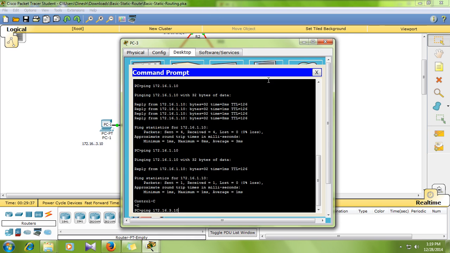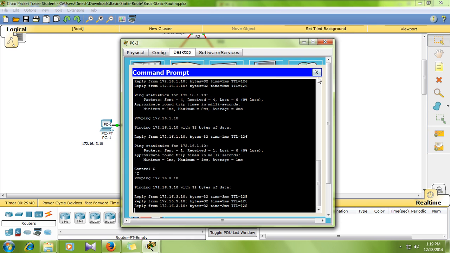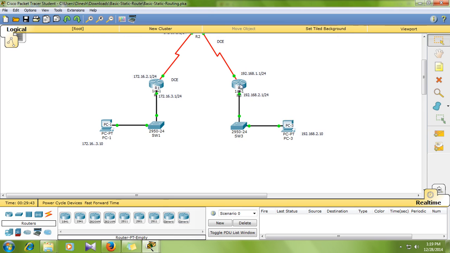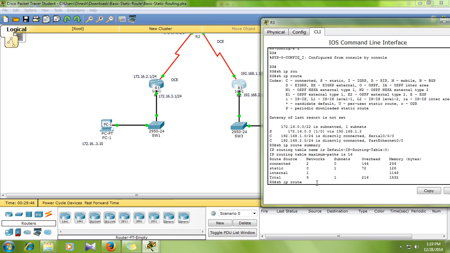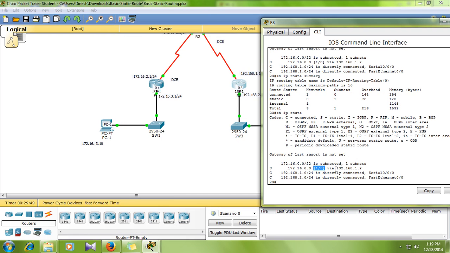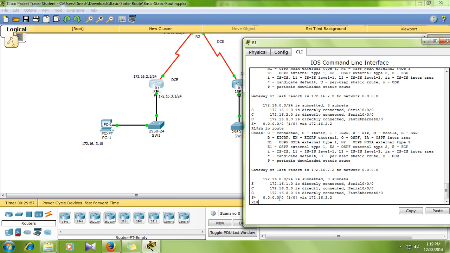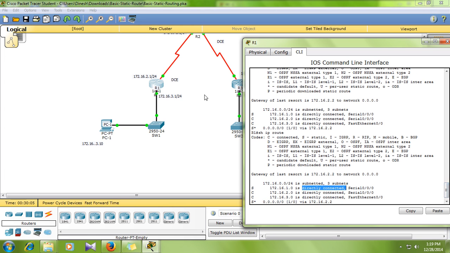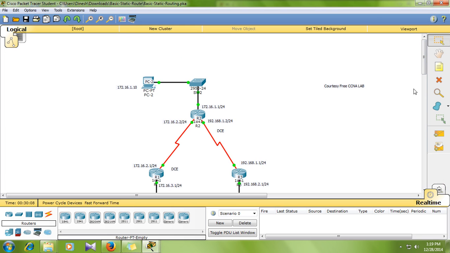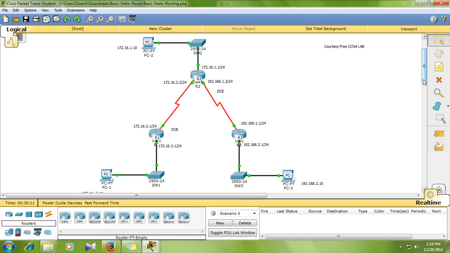That's all about the static summary route. And one more thing you need to know. See, if we configure the next hop command, the administrative distance is 1. If we configure the exit interface, the administrative distance is 0, and that is considered as directly connected, because we configured the 172.16.1.0 network as a static route with the exit interface. That's why it's considered as directly connected.